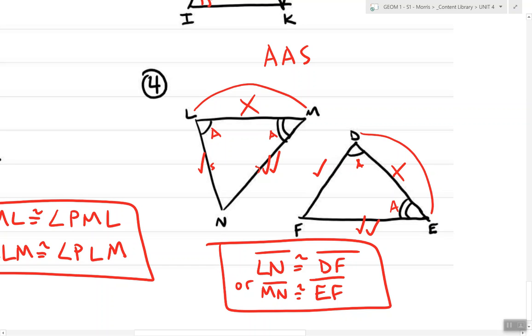Tough section, just make sure that you know where the S is located. If it's between, it's angle side angle, and if it's on the outside, it's angle side.